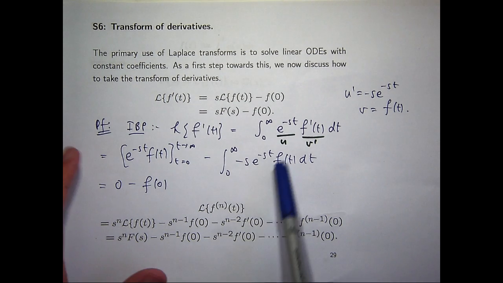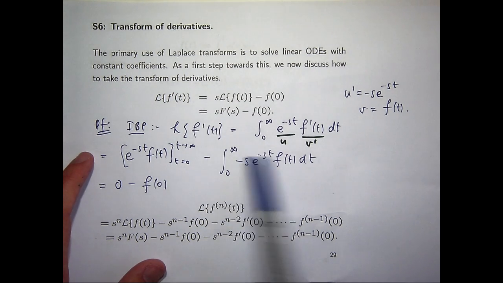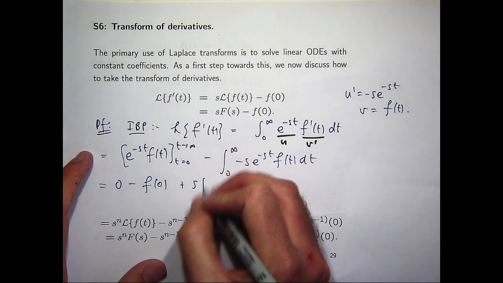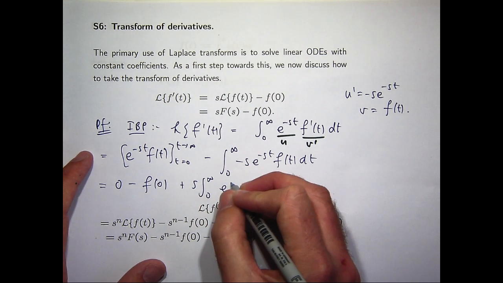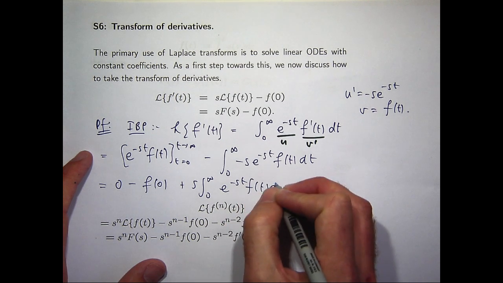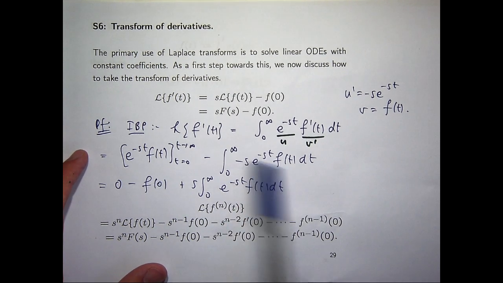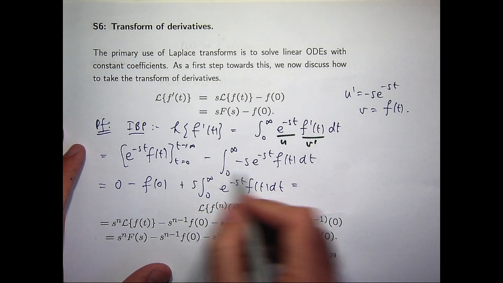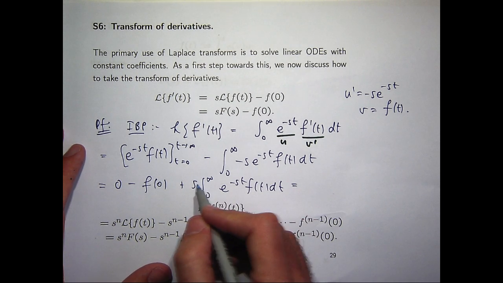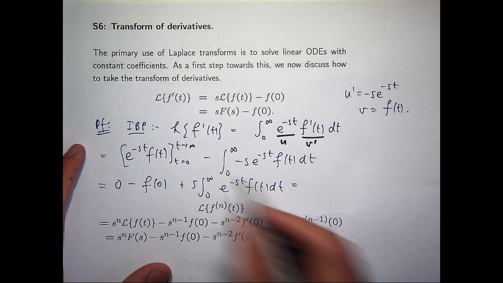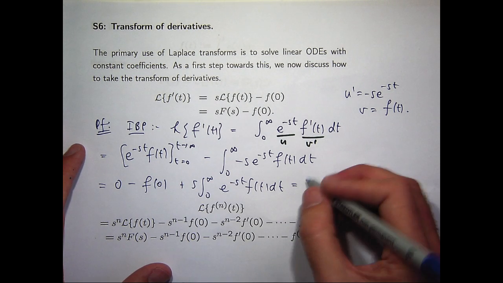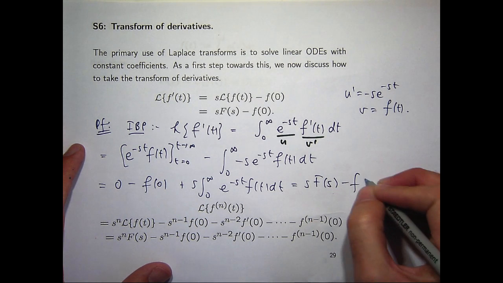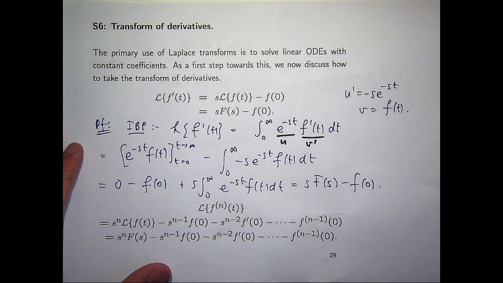Okay? Now over here I can take this minus s out the front because I'm integrating with respect to t here. And lo and behold, this is just the Laplace transform of little f. So I'll get s times big F of s here, and I'll get f of 0, little f of 0 over there. Okay?